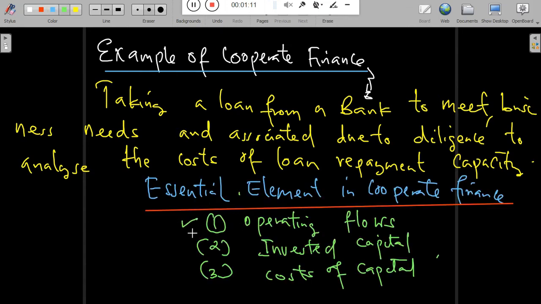There are some essential elements in corporate finance that include operating flows, invested capital, and cost of capital as well. Operating flows indicate whether a company can generate sufficient positive cash flow to maintain growth in its operations. So it reflects the actual flows experienced by a company as a result of its operations.